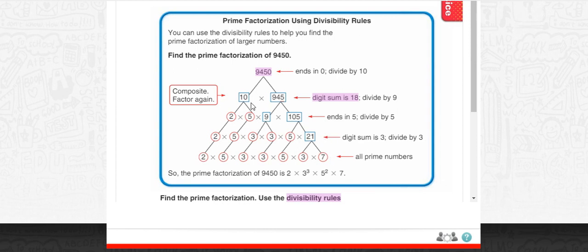Now check this one. We have the 10. The 10 is so easy. It's not a large number, so you can factorize it quickly and easily. The 10 is divisible by 2 and 5. So you can say it's 2 times 5, and both are prime numbers, so you can just close the branches this way. And then the 9 is 3 times 3, both are prime numbers. And here you have 5, and here 3 times 7. Now all these numbers are prime numbers.